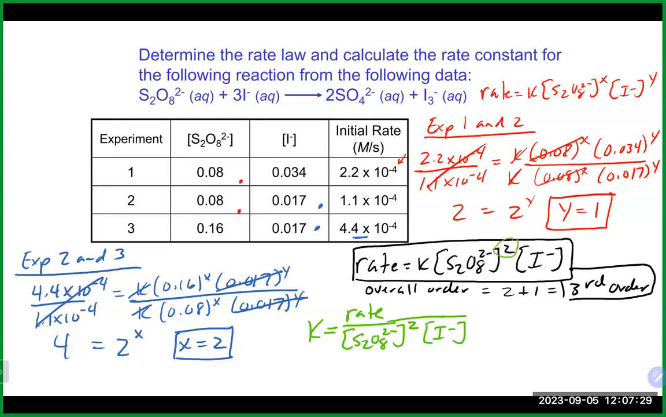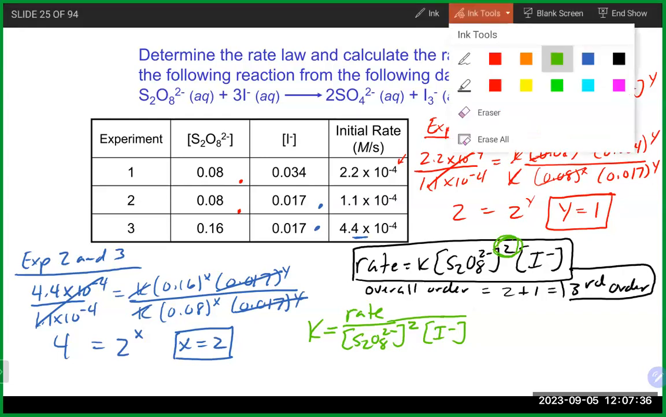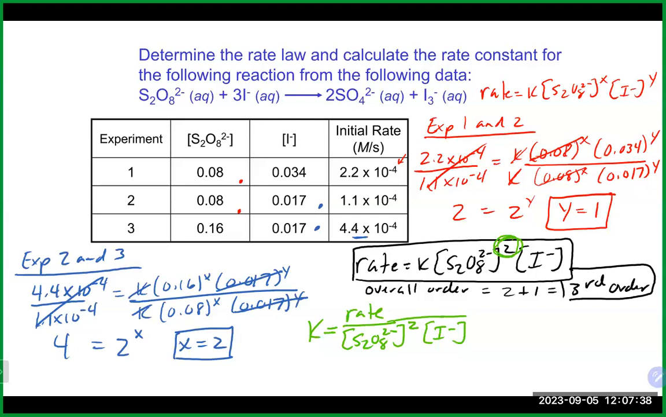So that's also a question. Obviously, since this is not 1, when we go to solve for K, we do need to make sure that we do square it as well in this particular example. Putting our numbers in, again, you could choose any of these entries. So I'm just going to choose the first one here. I'll get 2.2 times 10 to the minus 4 molar seconds divided by our 0.08 molar squared and our 0.034 molar.